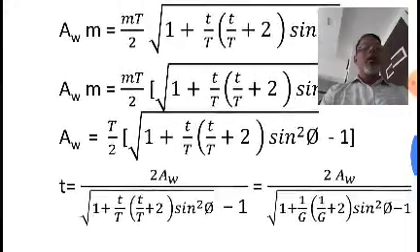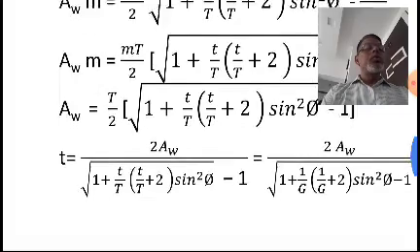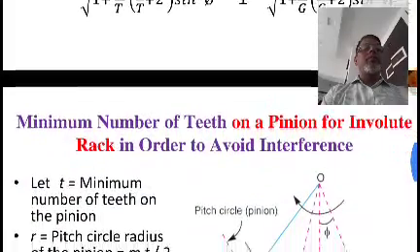Now here this is not small t, it is the capital T. Capital T, it is the minimum number of teeth on the wheel. So by mistake it is written small t. This should be capital T equals 2 times AW under root of 1 plus 1 by G inside the bracket 1 by G plus 2 sine square phi minus 1, right?